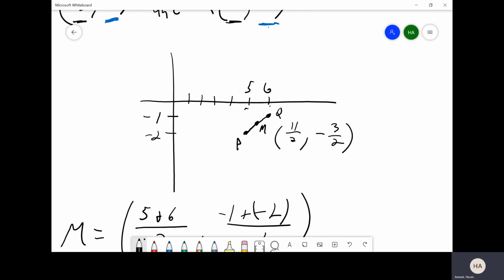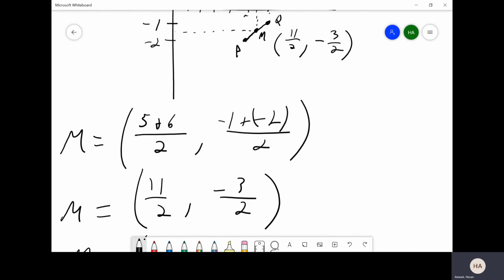Okay? And this would make sense if this were drawn to scale, but just bear with me. Notice that 5.5 would be right about there, and -3.5 would be right about there, right? So I'm sorry, -3/2 would be right about there, -1.5. So we see that our midpoint really does make sense, and we do have a midpoint of a line segment.